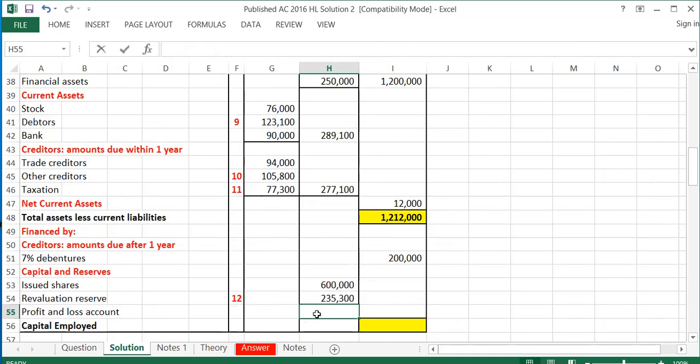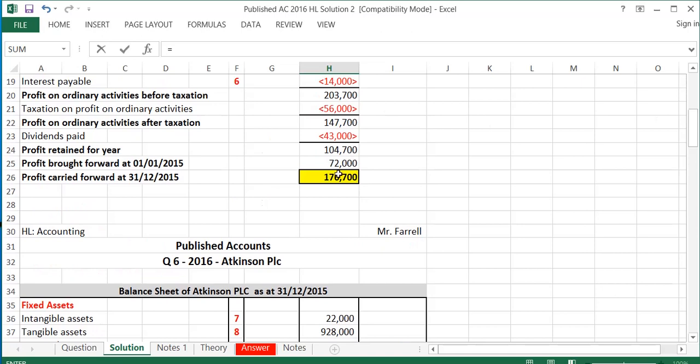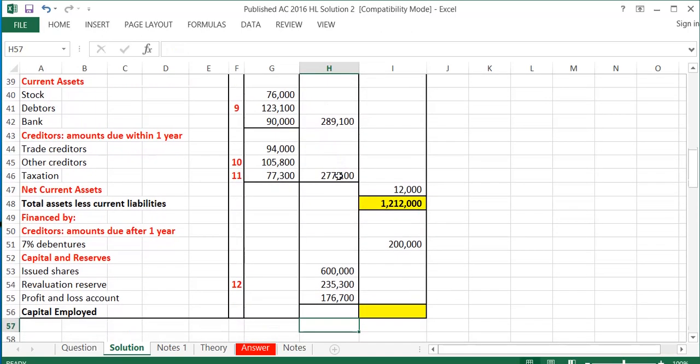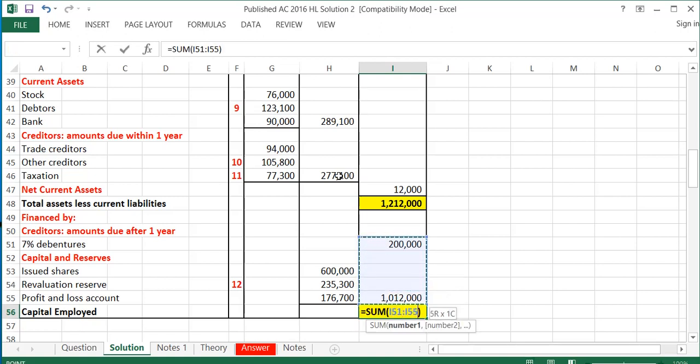And the last thing I'm going to have to put in is the final figure from my profit and loss account above here, which is 176,700. I'll add up those three figures, which comes to 1012000, and then that added to the 200,000 above leaves me with 1212000, and I can see here from the yellow cells that the balance sheet is now balanced. So that is part A done, the profit and loss account and the balance sheet.